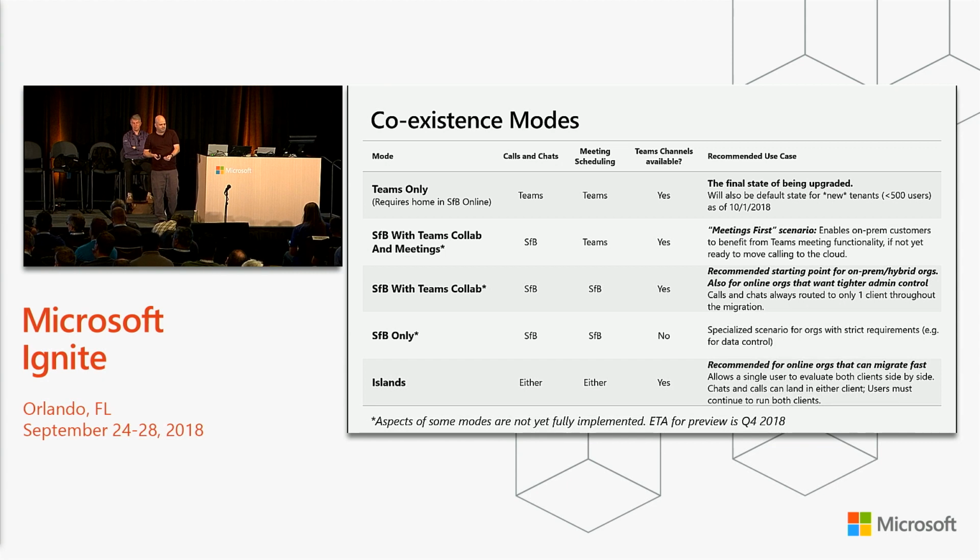If you're on-prem, or if you're hybrid, or if you know that your users are going to have a hard time doing the same thing in more than one client, then we recommend you start with SFB with Teams Collab, right? And then from there, get to Teams only. And some of you, a subset, may say, I want to actually do the meetings. That's okay. Maybe a subset need to do SFB only. We think that's more of a specialized case, but it's available.